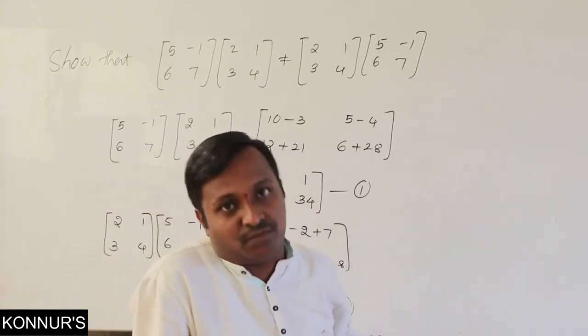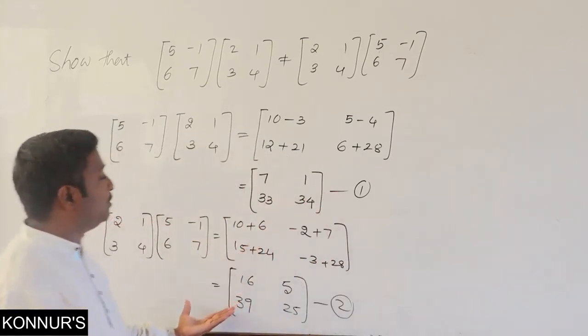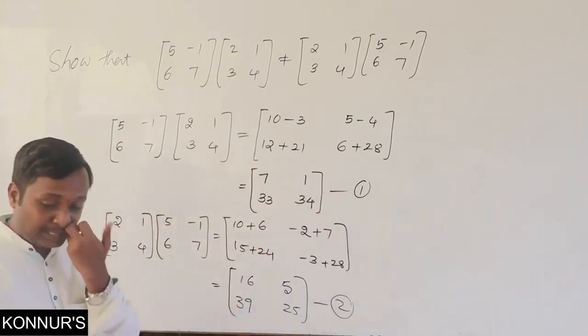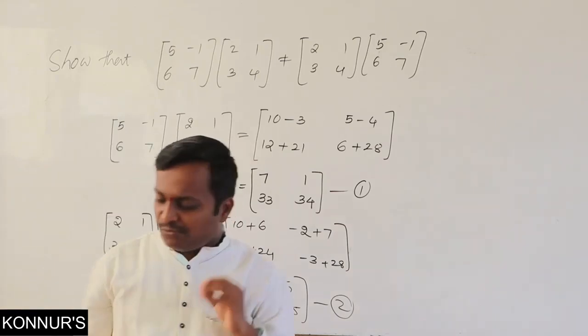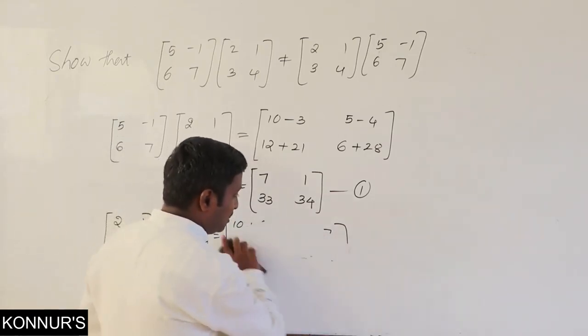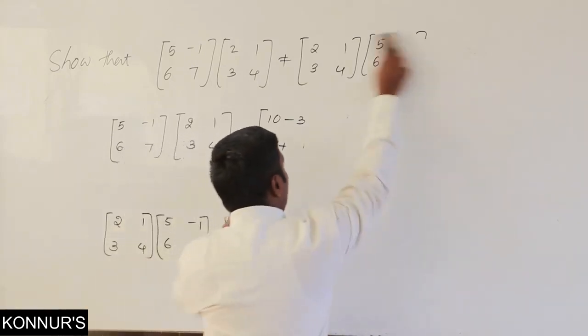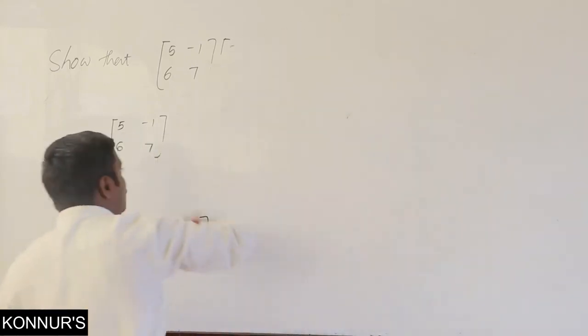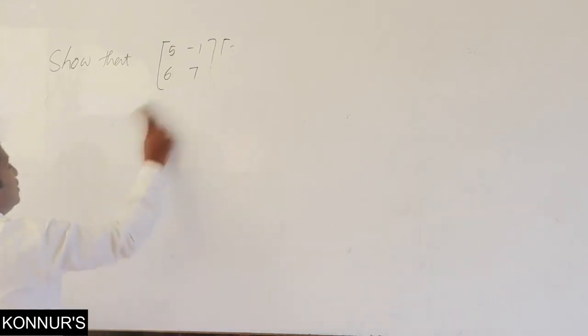Commutative does not hold. Many examples are there. It may be true only for some special matrices having the commutative property, but we need not worry about that now. AB is not equal to BA, that means commutative does not hold. This is simply for practice purposes.